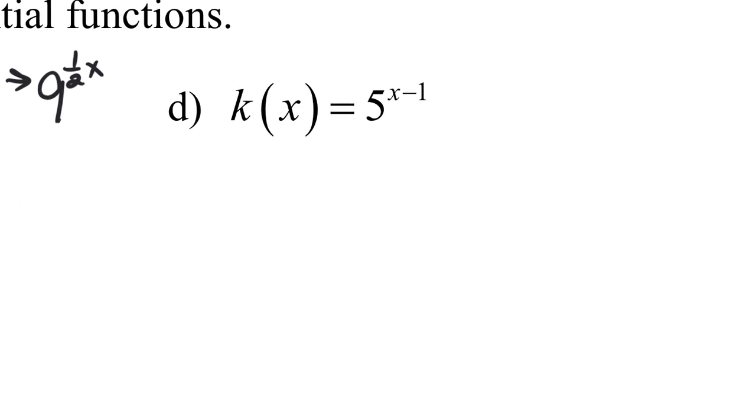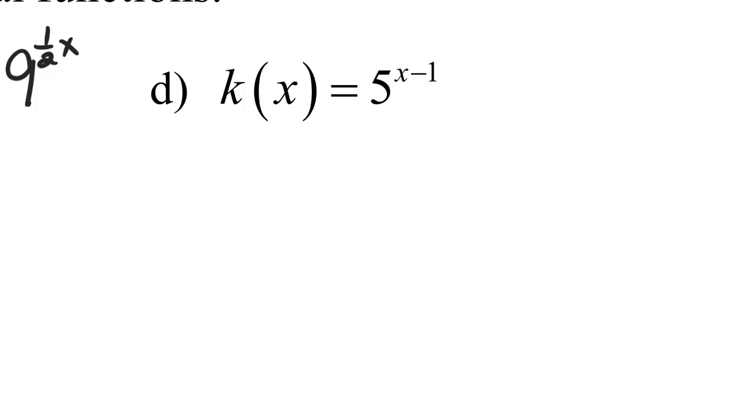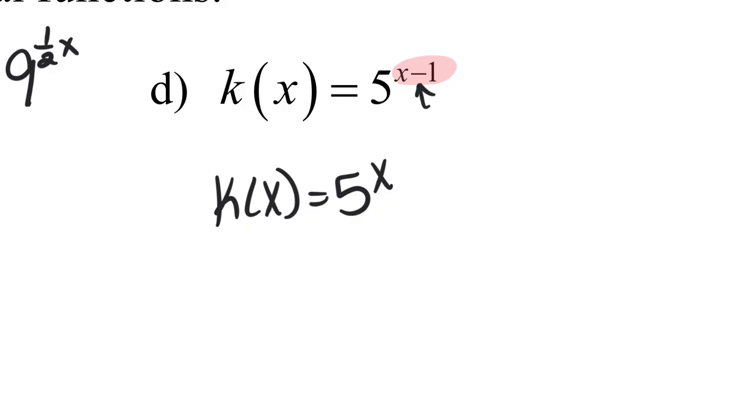So if I look at example D, there's another shift that's happening here. I'm looking at that x minus 1, which means that my original function would have simply been 5 to the x. The minus 1 represents a shift, so we have a horizontal shift. It looks negative, but it's really positive. So we're going to take our original function, 5 to the x, and we're going to shift it right 1 unit.